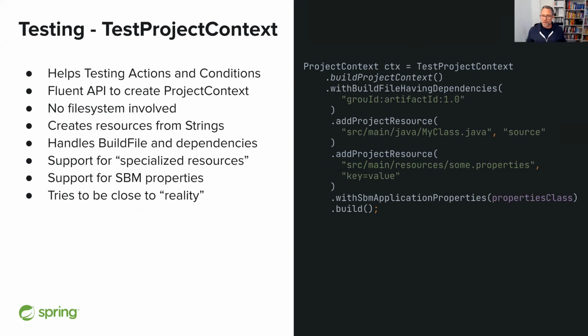Testing, really important. You won't get far without testing. It's very cumbersome to test all this stuff manually. It takes quite some time. So we created a test harness. It's called TestProjectContext. The cumbersome bit in these tests is creating a representation of the scanned project. And we didn't want to scan the file system every time. So this TestProjectContext allows you to create a test project context with synthetic resources.